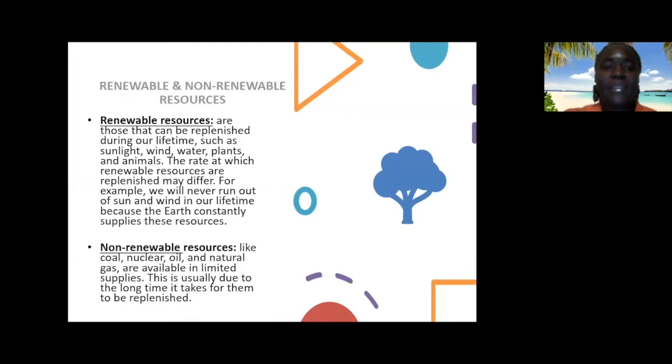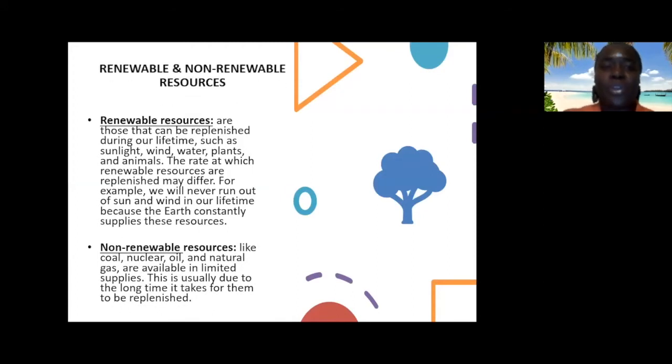Now, let's look at renewable and non-renewable resources. Renewable resources are those that can be replenished during our lifetime, such as sunlight, wind, water, plants, and animals. The rate at which renewable resources are replenished may differ. For example, we will never run out of sun and wind. We know that in our lifetime because the earth constantly supplies these resources. So for example, the sun and the wind will always be there.